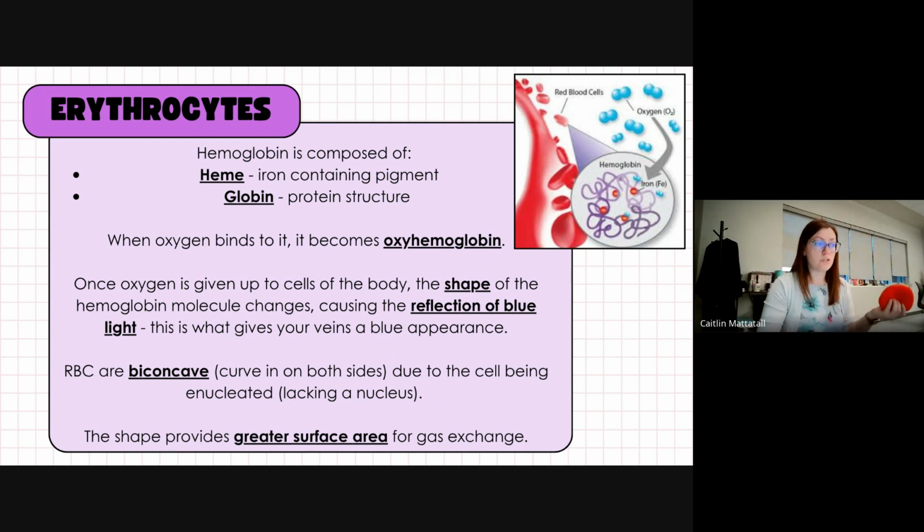The reason it's able to do that is because it doesn't have a nucleus. So there's nothing in it that's holding its DNA. Because it doesn't have a nucleus, it technically isn't a cell, even though we call it a cell. And when you're lacking a nucleus, you're said to be enucleated. But having no nucleus, being biconcave is going to increase your surface area. And that increased surface area means we can have more hemoglobin. And if there's more hemoglobin, we can transport more oxygen. So as a design, it's good because it helps to keep us alive better.